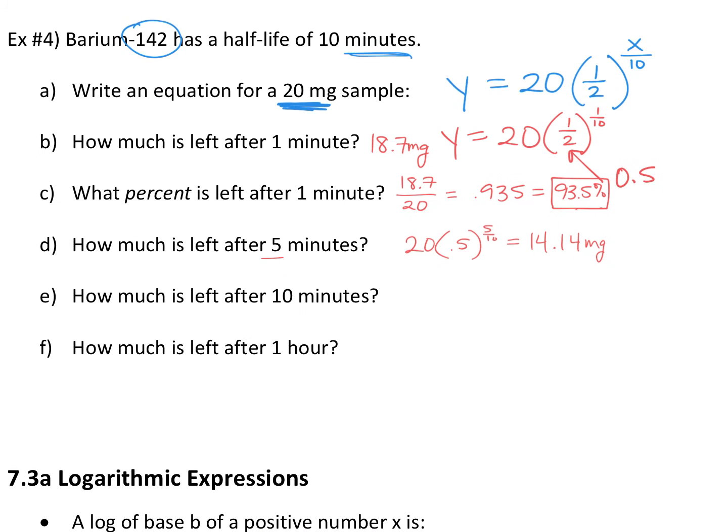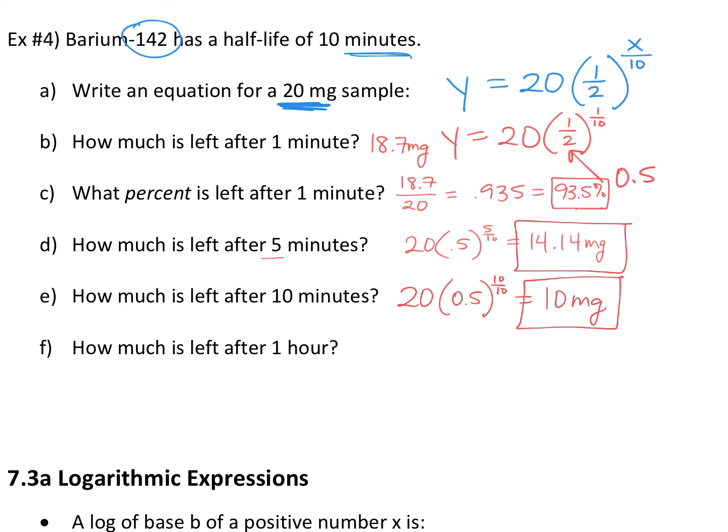Okay, do it again. How much is left after 10 minutes? Now stop and think about this for a minute. This is half-life, and this has a half-life of 10 minutes. So if it was 20, what's going to be left after 10 minutes? 10, half of it, right? That's your half-life. 10 minutes long is your half-life. So it's going to be 20 times 0.5 to the 10 over 10. So it's 20 times a half to the first power, right? So after 10 minutes, you'll have 10 milligrams. It cut it in half.